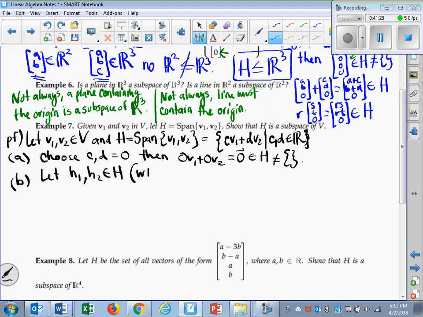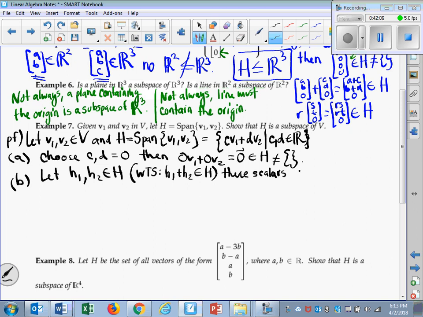We want to show that h1 plus h2 is still in H. We want to show that it's closed under addition, that it doesn't leave the subset when you add them together. Okay, well, first of all, let's use the property that h1 is in the span of v1 and v2. Since it's in H, it has to be in the span of v1 and v2. So we'll say there exist, or we can say there are scalars.